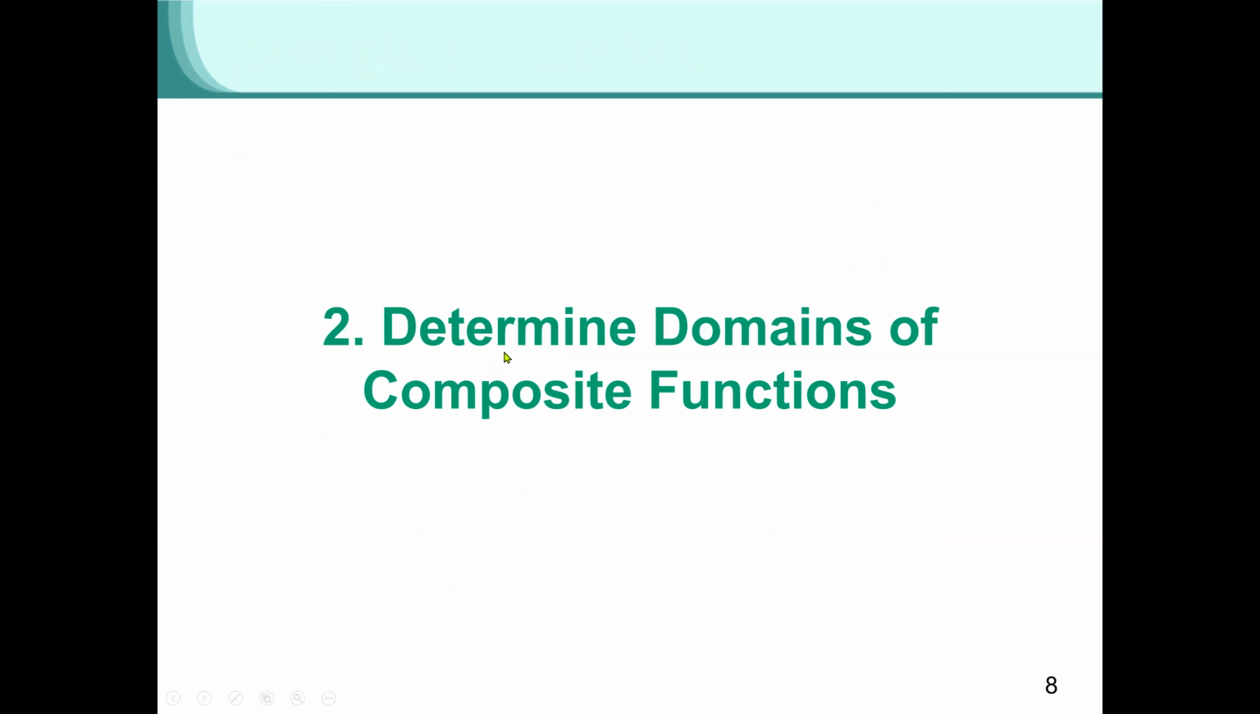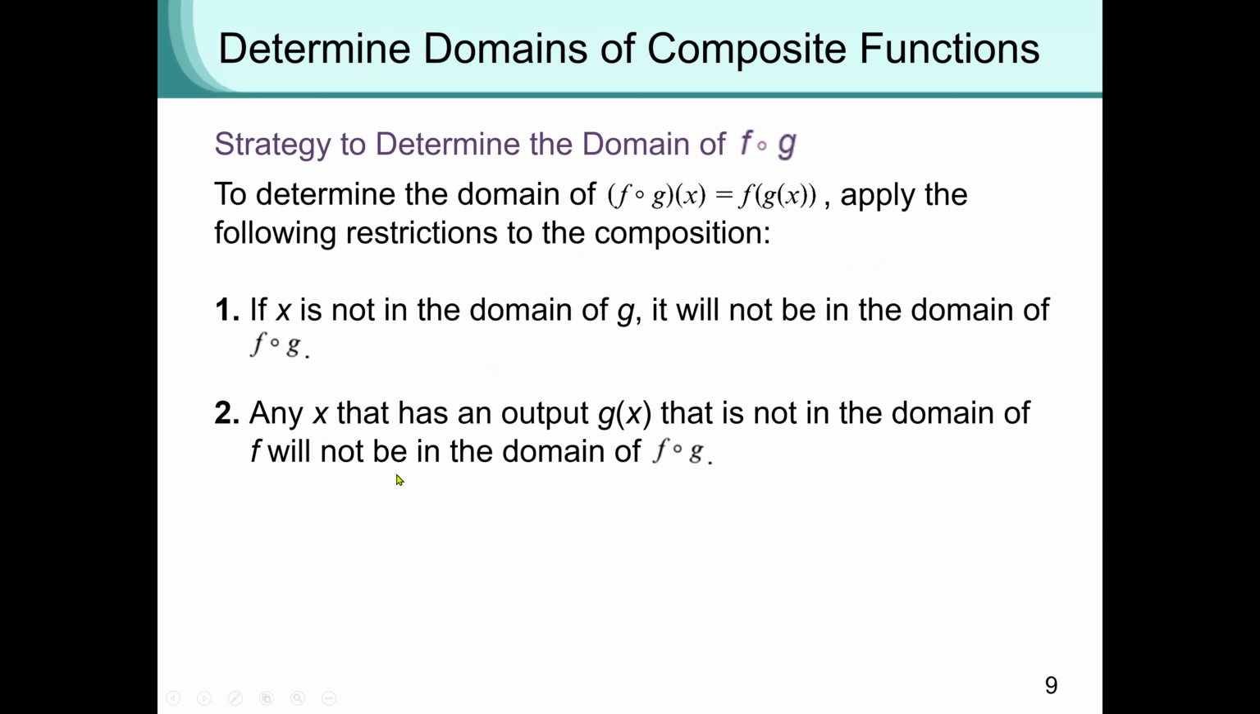Now let's go to the next section, which is determining the domains of a composite function. The strategy to determine the domain of f composite g at x, which equals f at g at x, is that we need to apply the following restrictions to the composition.